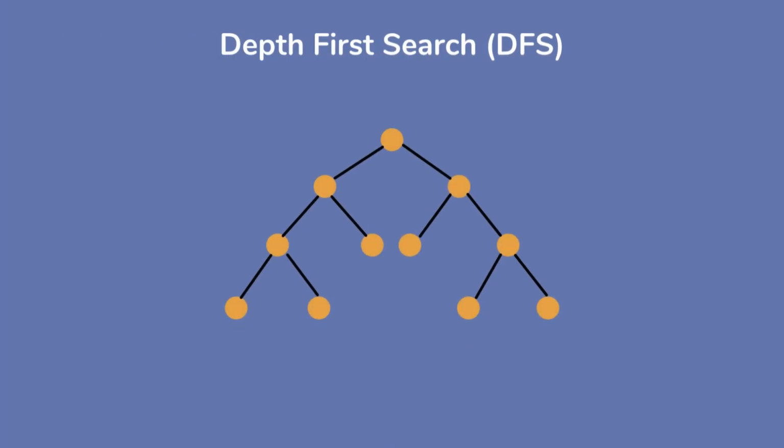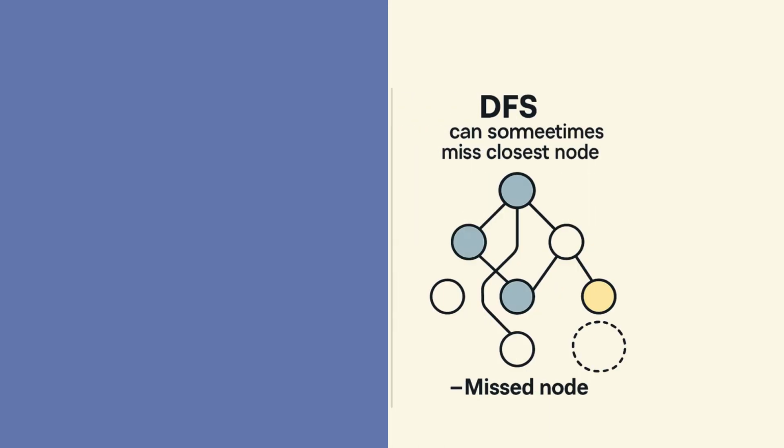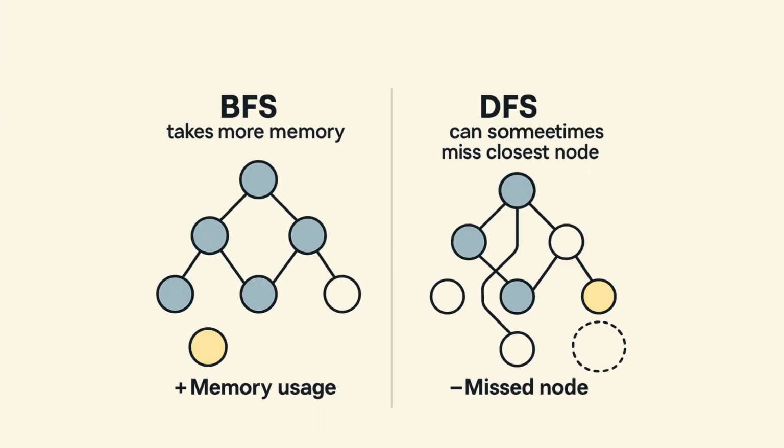Next is depth-first search, or DFS. Depth-first search works by going as far down a path as it can before backtracking. Instead of exploring all immediate options first, it picks one direction and keeps going until it reaches the end or a dead end. If it doesn't find the goal, it goes back and tries the next path. DFS uses much less memory than BFS because it only needs to remember the path it's currently on. However, it has a risk. It can get stuck going down a very deep or even infinite path and miss shorter solutions that exist elsewhere.